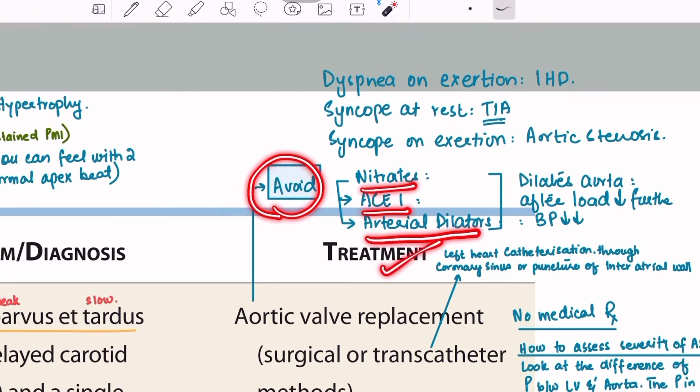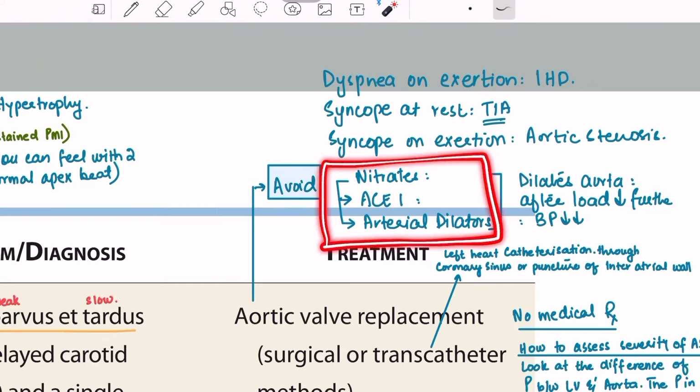And the reason behind this is that it will dilate the aorta and the arterial system, and that will cause an increase in the afterload, and that will further decrease the blood pressure, which will cause syncopal attacks and blacking out and all of that. And we do not want that, because that is already happening in patients with aortic stenosis. So avoid at all costs nitrates, ACE inhibitors, and arterial dilators.